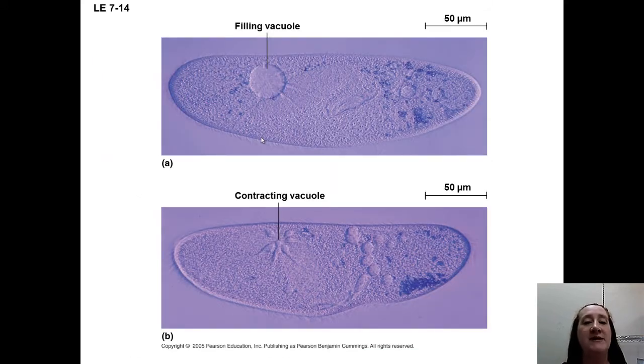All right, so for example, here's some cells responding to changes in water concentration. So here's a paramecium. It's a single-celled organism. Okay, they live in fresh water.